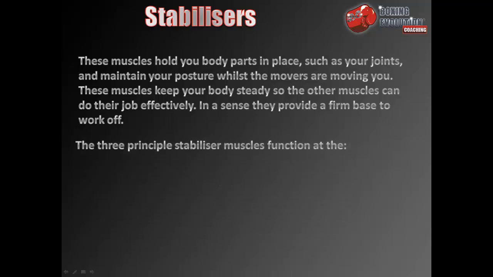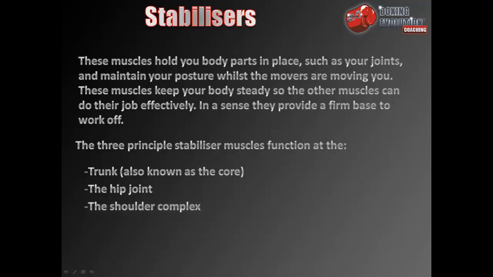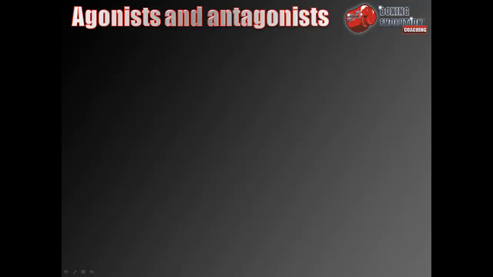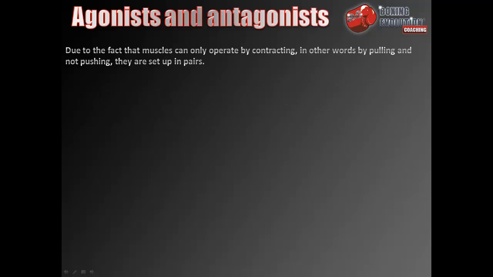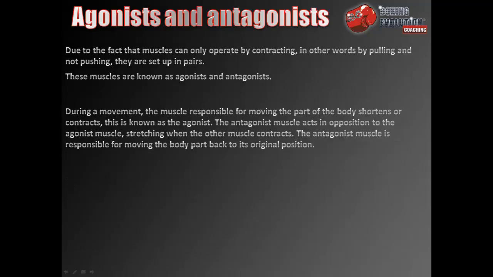The three principal stabilizer muscle functions are trunk, also known as the core, the hip joint, the shoulder complex. Agonists and antagonists. Due to the fact that muscles can only operate by contracting, in other words by pulling and not pushing, they are set up in pairs. These muscles are known as agonists and antagonists.